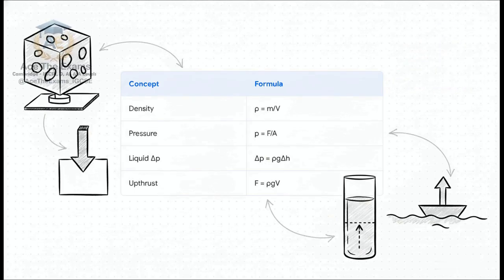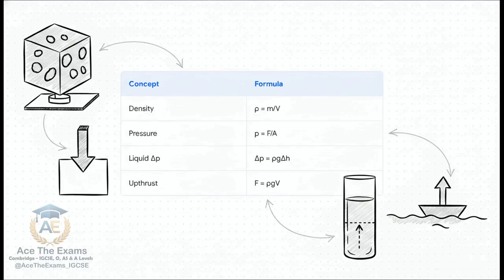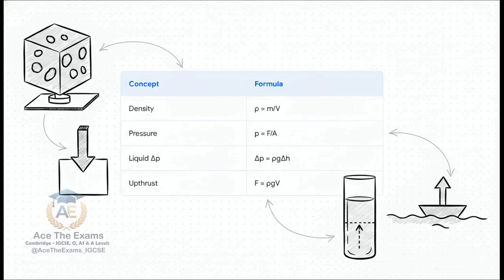When you sit down in that exam hall, you need to be able to close your eyes and see this exact matrix. Notice how they all link together? Density feeds into liquid pressure, which feeds straight into upthrust. Seeing those connections is how you keep from drowning in a sea of random algebra.